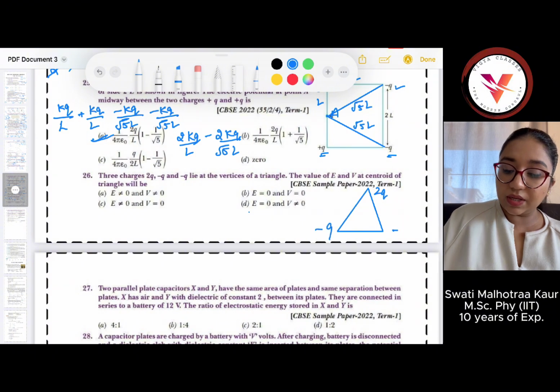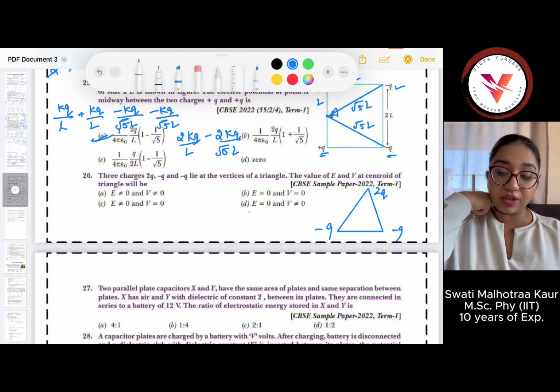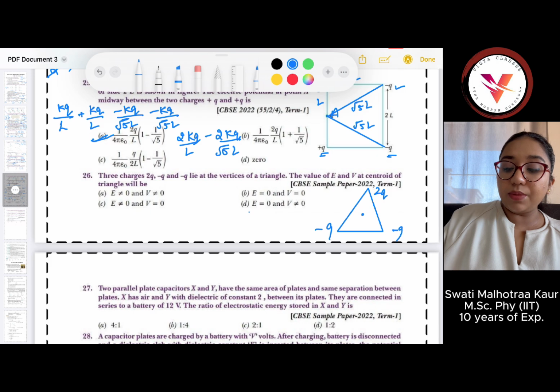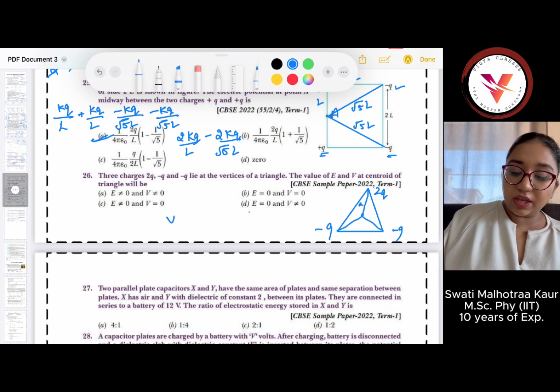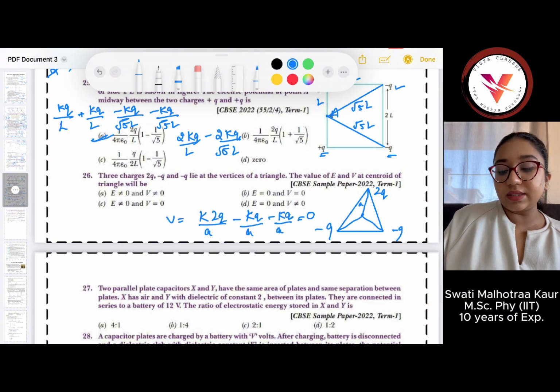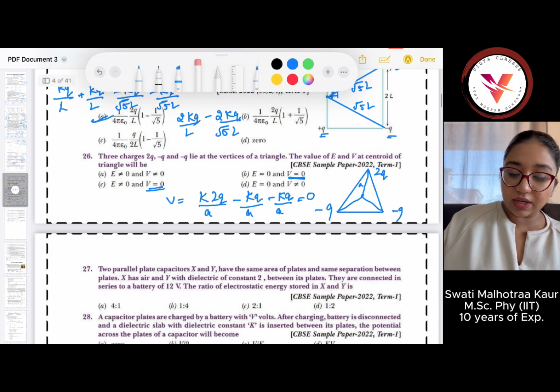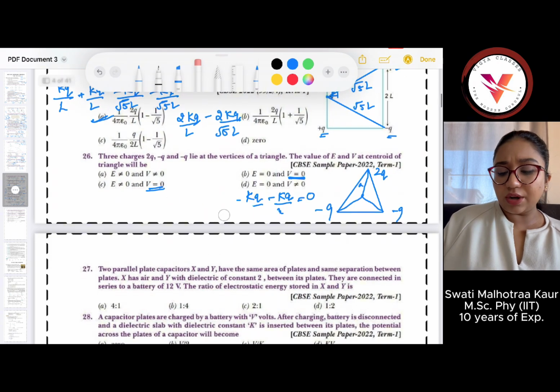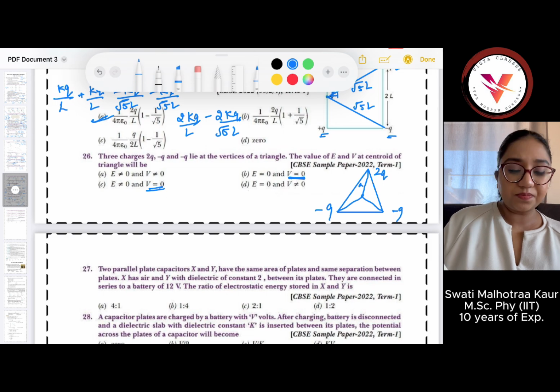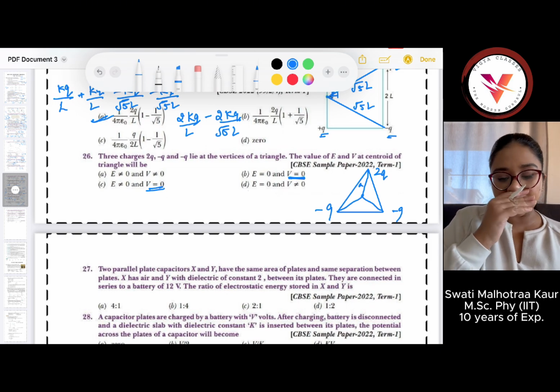2Q, minus Q, minus Q, the value of E and V at the centroid. If we talk about the centroid, then the distance from each charge is the same. So let's take it as a. If you talk about potential, then it is K·2Q/a minus KQ/a minus KQ/a, which equals 0. So V equals 0 is the correct one. You don't have to calculate the value, just think whether it is 0 or not.